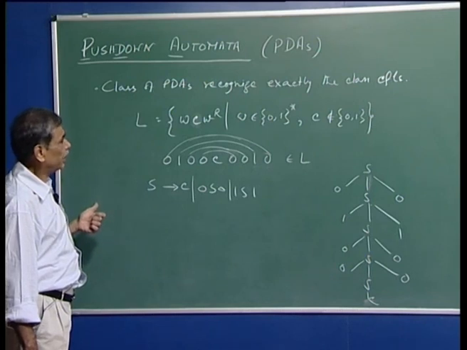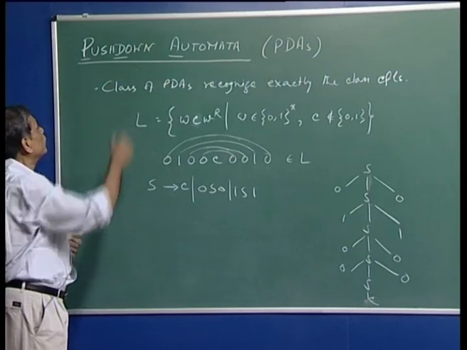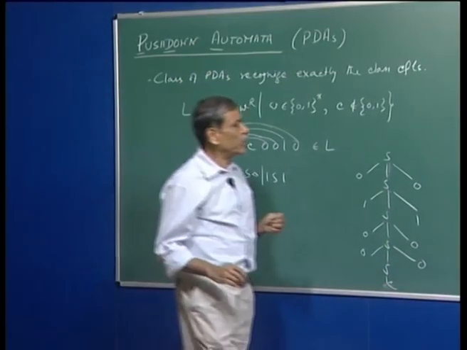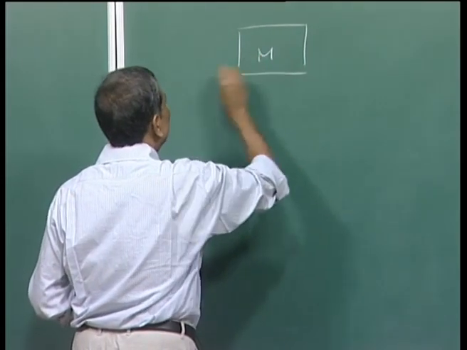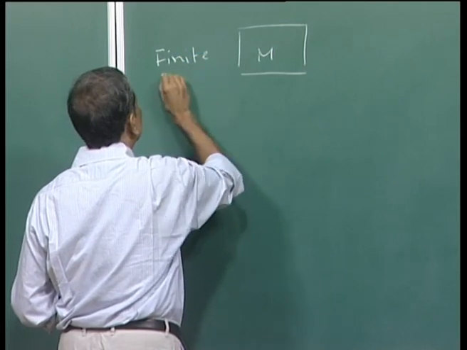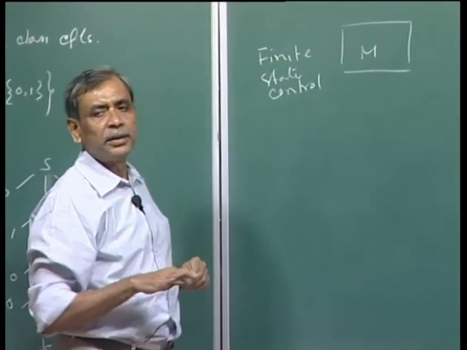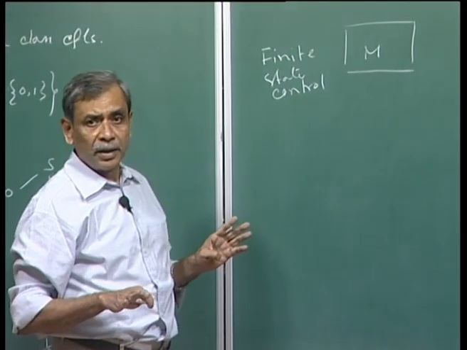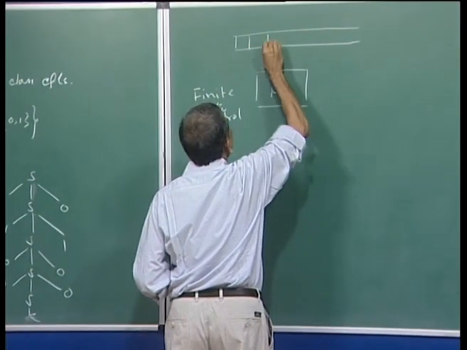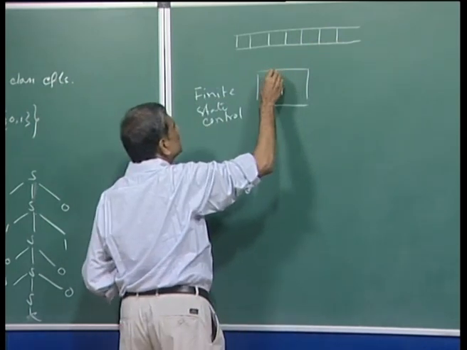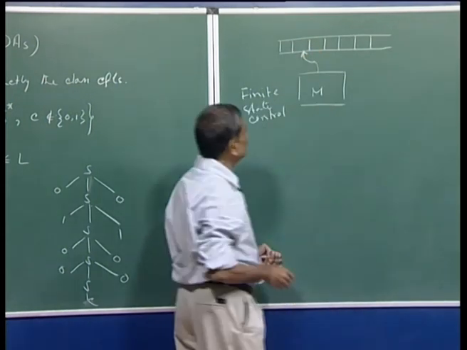But what it has in addition, which is different from finite state machines, is that this machine is also equipped with a stack, another name for which is pushdown store. Let me draw a picture. Such a machine would look like this: this is the finite state control of the machine. Now, it has two heads. One head is for reading the input. This head is somewhere here, and whatever symbol is here, that is the symbol the machine is scanning.